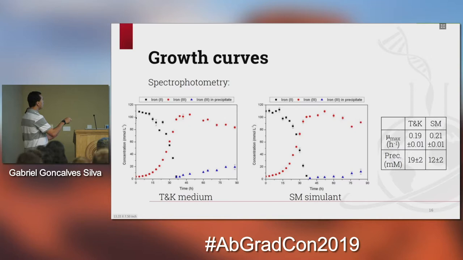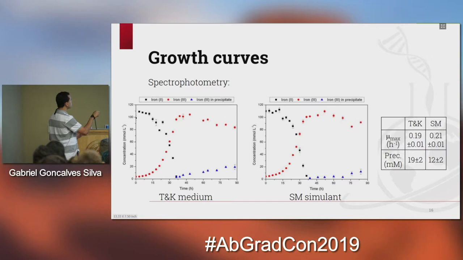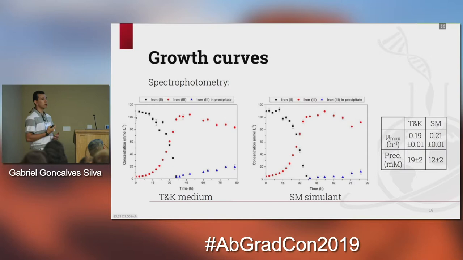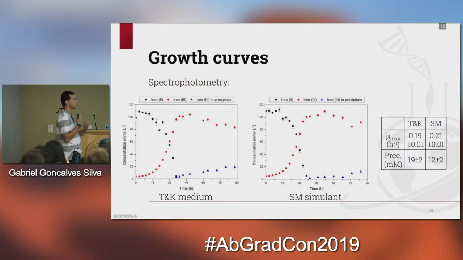Looking at the growth curves, we have first the colorimetric method, the spectrophotometry. We saw a traditional growth curve, exponential growth, consuming all the iron, and later a precipitate of iron 3 that was formed with the bacterial growth. The same pattern was found in the simulant of our standard meteorite. So we saw that, yes, we can grow Acidithiobacillus ferrooxidans in meteorites, and that the presence of nickel and cobalt doesn't change the specific growth rate much, but can change the formation of the minerals as precipitate.